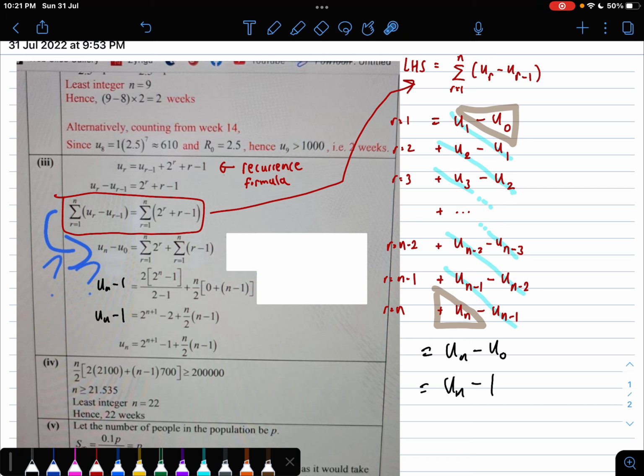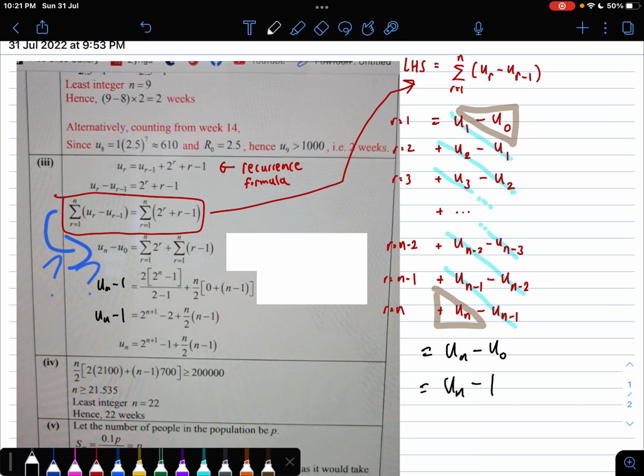Then at the end of the day, how come this minus 2 turned into minus 1? It's because the minus 1 brought over becomes plus 1. So minus 2 plus 1, you get a negative 1. Okay, good. That is the left hand side settled already. But how did they simplify the right hand side into all this formula here?